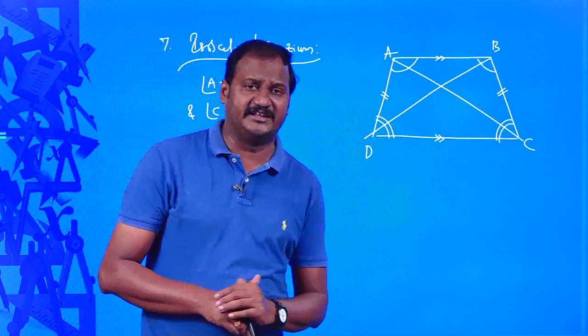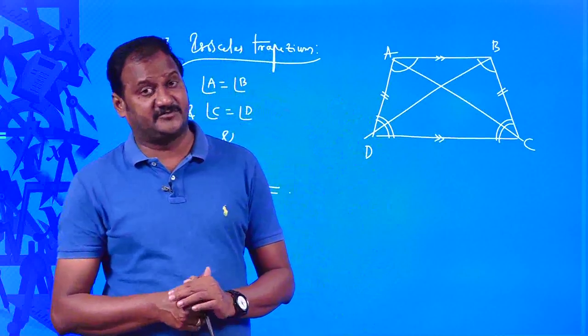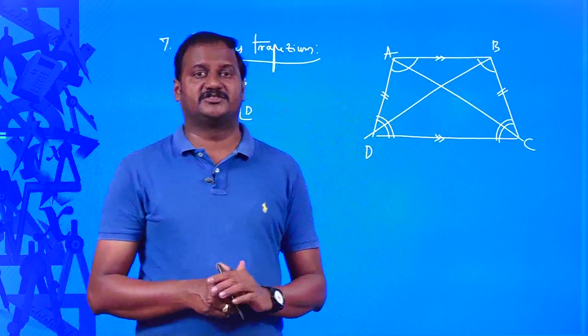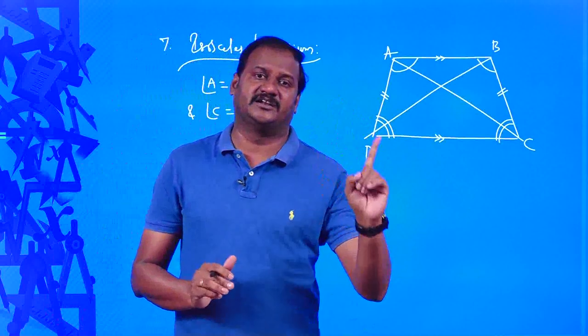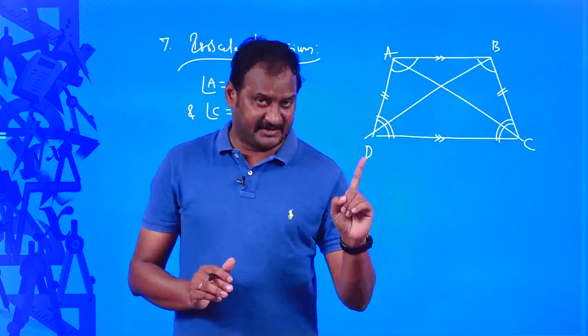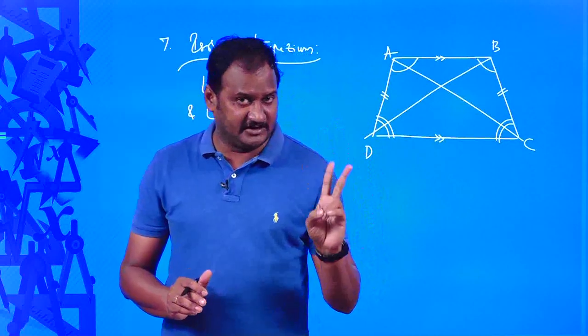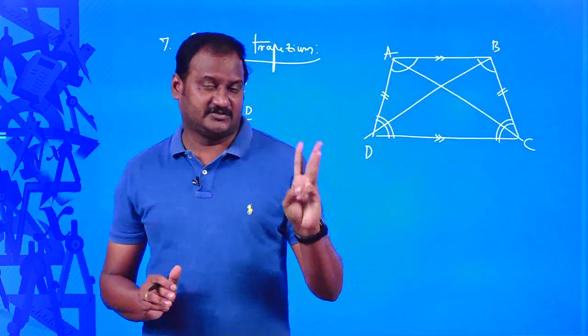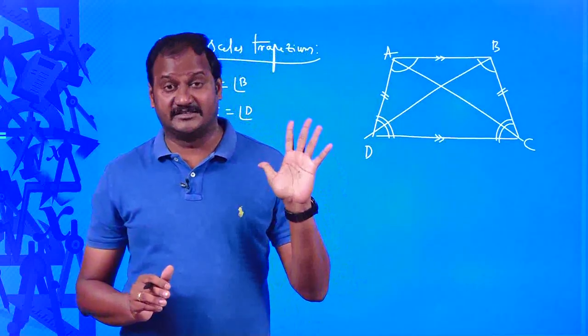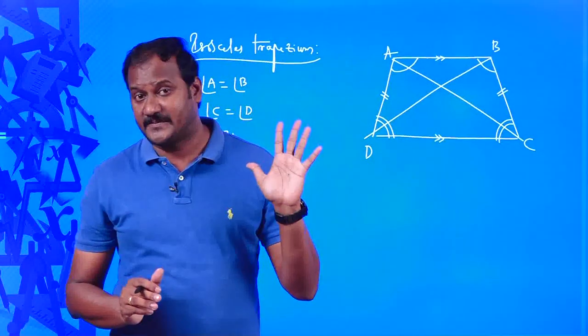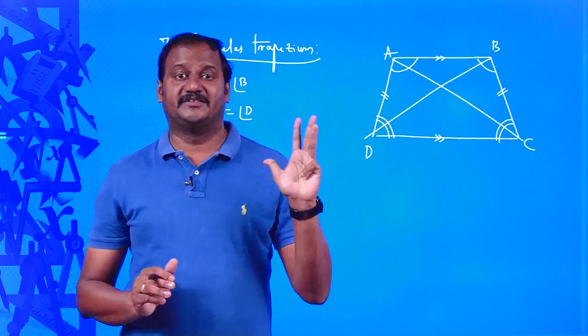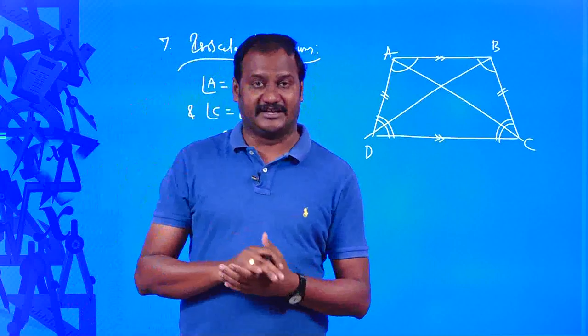So, till now, we discussed different types of quadrilaterals. So, what are all those different types of quadrilaterals? The very first quadrilateral is a trapezium, the second one is a parallelogram, the third one is a rhombus, the fourth one is a rectangle, the fifth one is a square, the sixth one is a kite, and the seventh one is an isosceles trapezium.